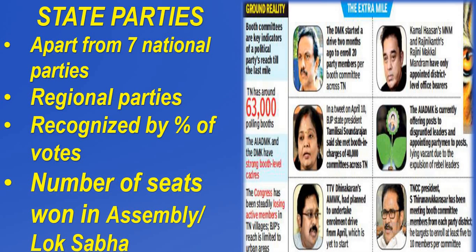Every state, Tamil Nadu, Andhra Pradesh, Karnataka, Pondicherry, Orissa, has its own regional parties, which are recognized by the percentage of winning votes and the number of seats won in the assembly as well as in the Lok Sabha. On the right side you can see some of the regional parties.